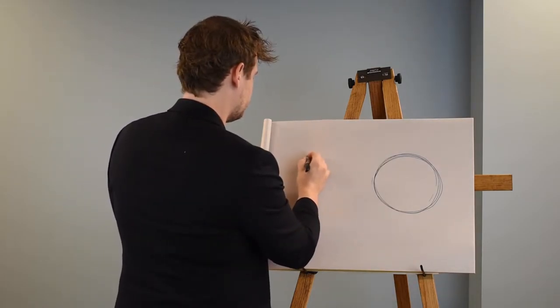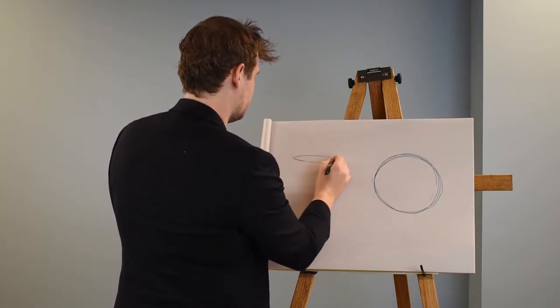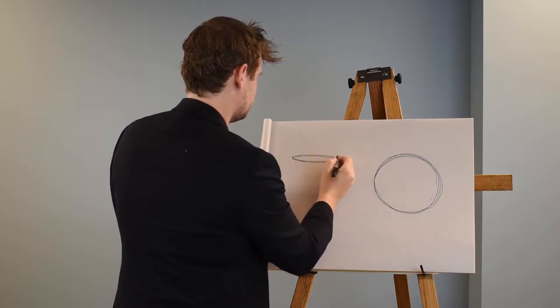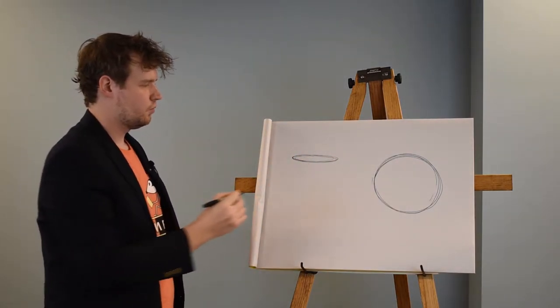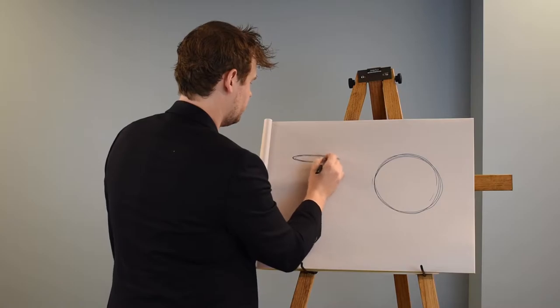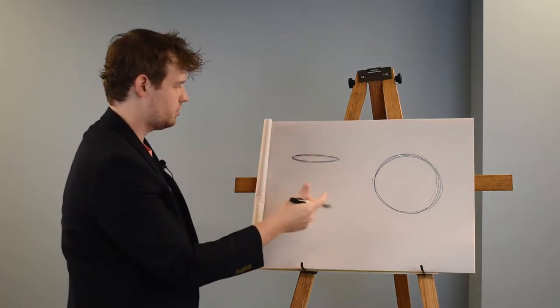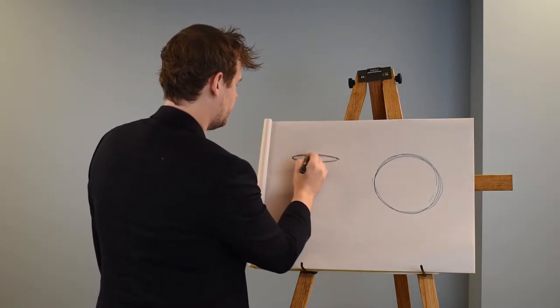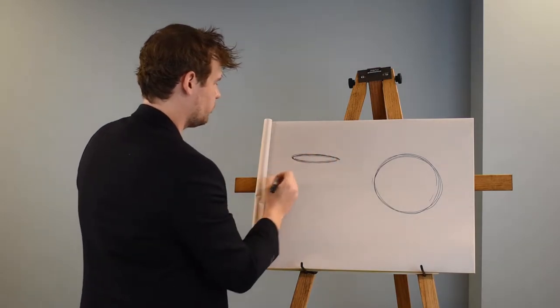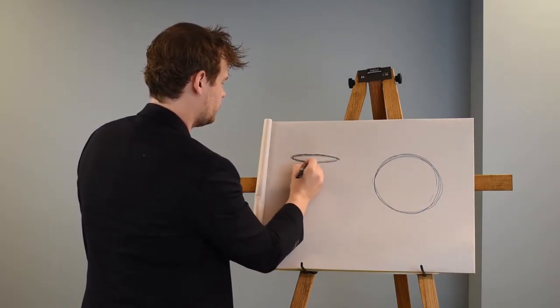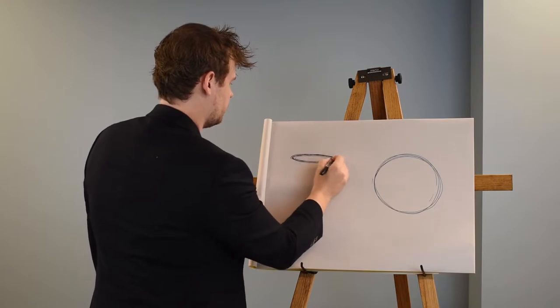You're going to draw an oval, just a long oval. And it's going to look just like that. Try to make sure when you're drawing, you'll hear me say this a lot, you're constantly comparing. You want to try to make this oval as symmetrical as possible. So you're comparing this side of the oval to this side of the oval.